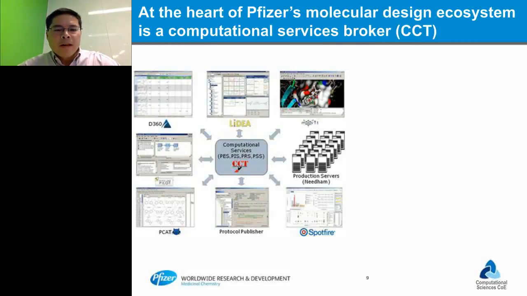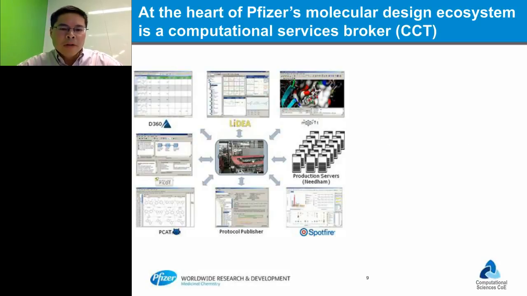It turns out we follow a very simple model at Pfizer around a molecular design ecosystem. At the heart of this ecosystem is a computational services broker, which we call CCT. This broker provides essentially the bottling and distribution to the point of sale of our products. In this case, it's a computational method, tool, or algorithm that can be invented anywhere, to the consumer, medicinal chemists, at the vending machine, which is a series of design tools that they're already using.